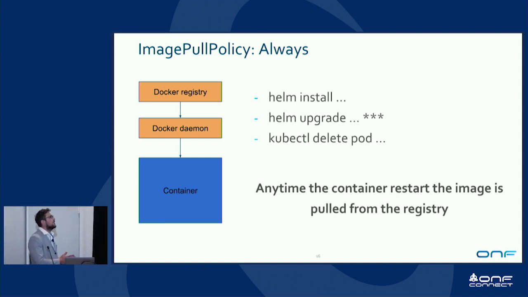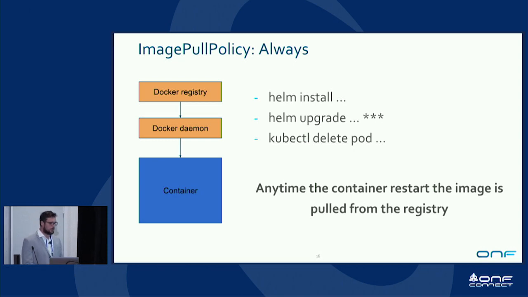if you want to operate a Kubernetes cluster managed by Helm. We have basically two choices, Always and IfNotPresent. What are the differences between the two? Always will force the Docker daemon to always download the image, even if it's already present on the machine.